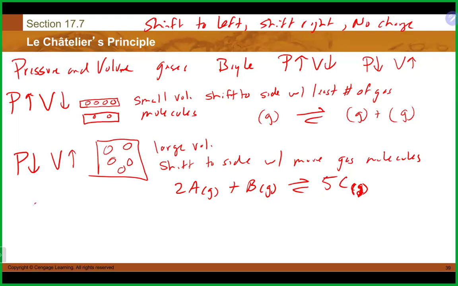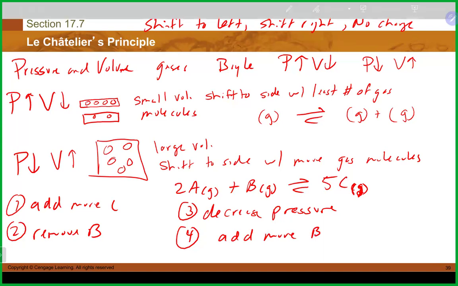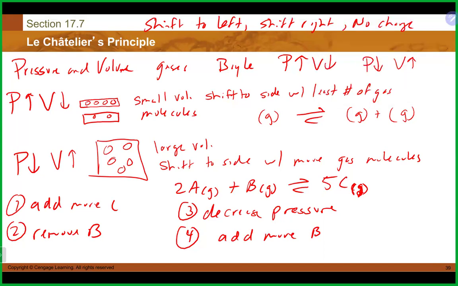All right, so let's see here. For each of these: if I add more C, if I remove B, if I decrease the pressure, if I add more B. So take a moment for each of those to decide which way the equilibrium should shift in this case. Left, right, or stay the same, basically no change.